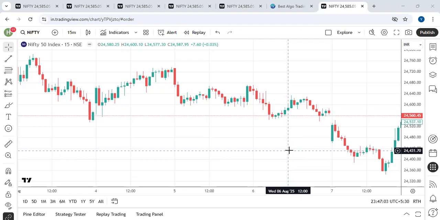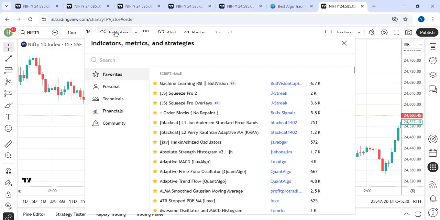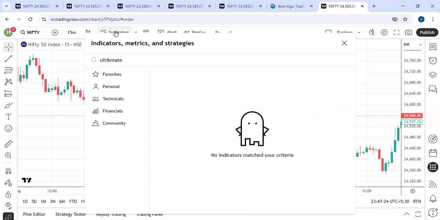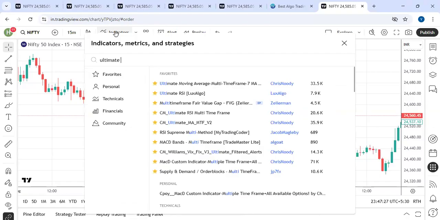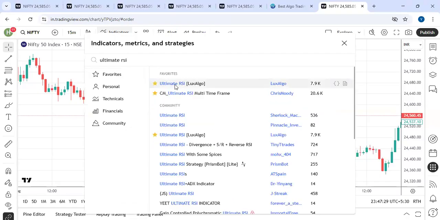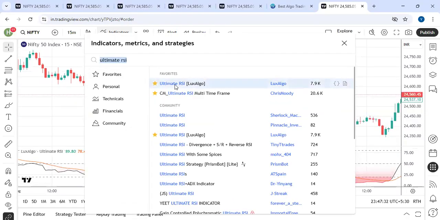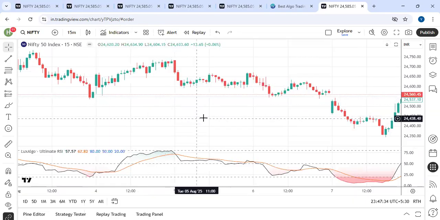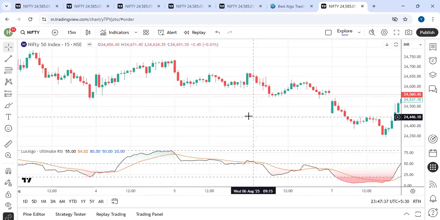Like we always do in our videos, we learn based on live examples, and we will also try and understand the limitations of the indicators. So on that note, let's start. I am on the 15-minute chart of the Nifty on the TradingView portal. The first indicator that we'll add is the Ultimate RSI by LuxAlgo. It has quite a few likes. All right, so we'll just introduce this indicator right now.